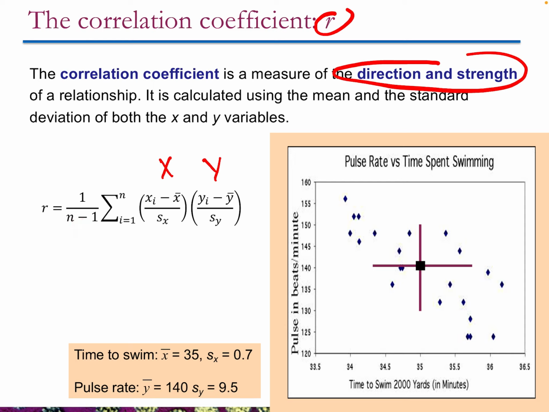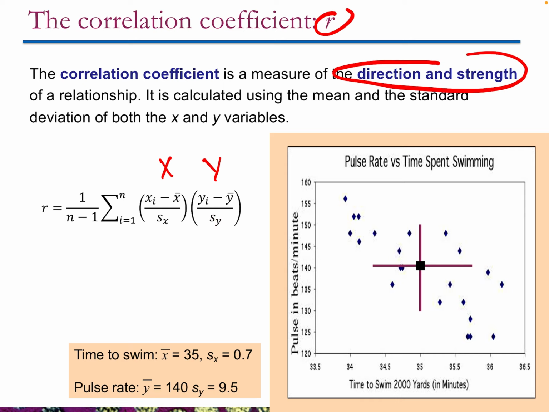All right, so first of all, what is x sub i? X sub i is an individual x value. X bar is the average of all the x values. S sub x is the standard deviation of all x values. Same thing for y, our y data set, or our dependent or response variable. Y sub i is an individual value for y. Y bar is the average of all y values, and S sub y is the standard deviation of all y values.